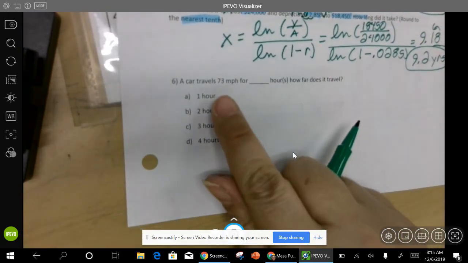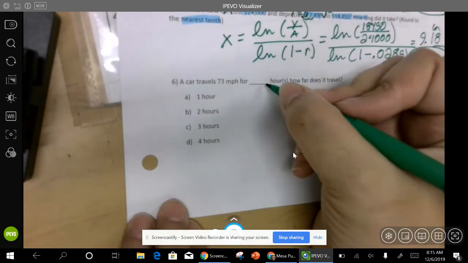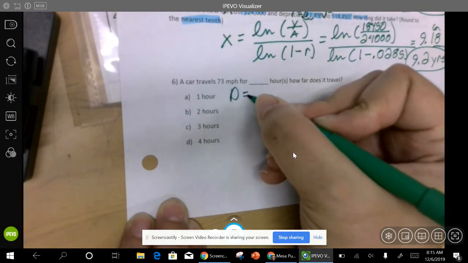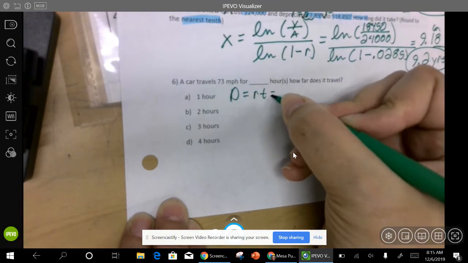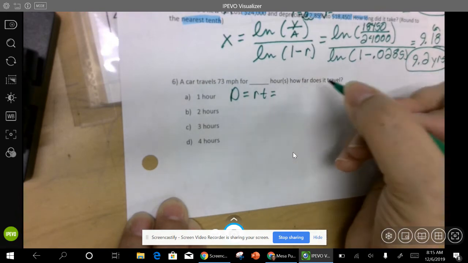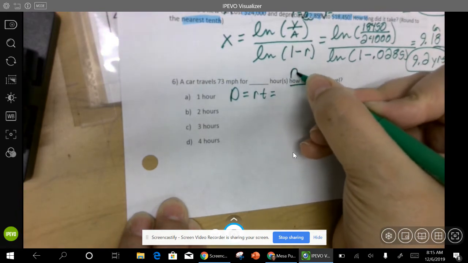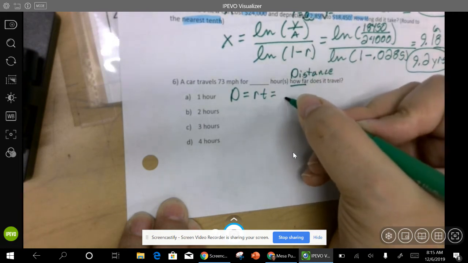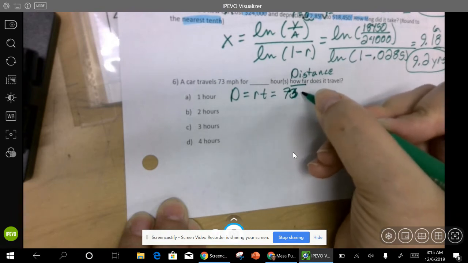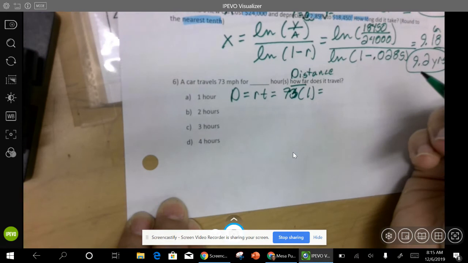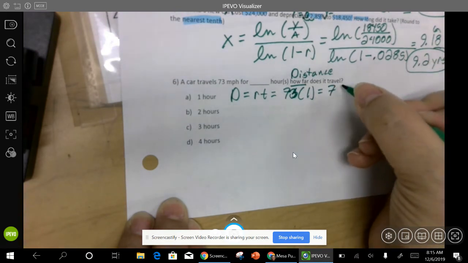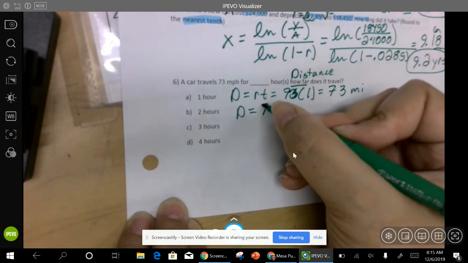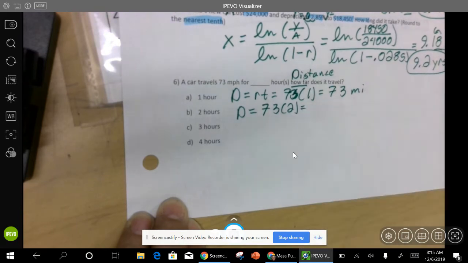Okay, a car travels 73 miles for how many hours? Everybody, we're substituting in those hours. Remember, distance is equal to rate times time. How far, everybody, means we're solving for the distance. So I'm going to do 73 times 1, so 73 miles. Distance is equal to 73 times 2.